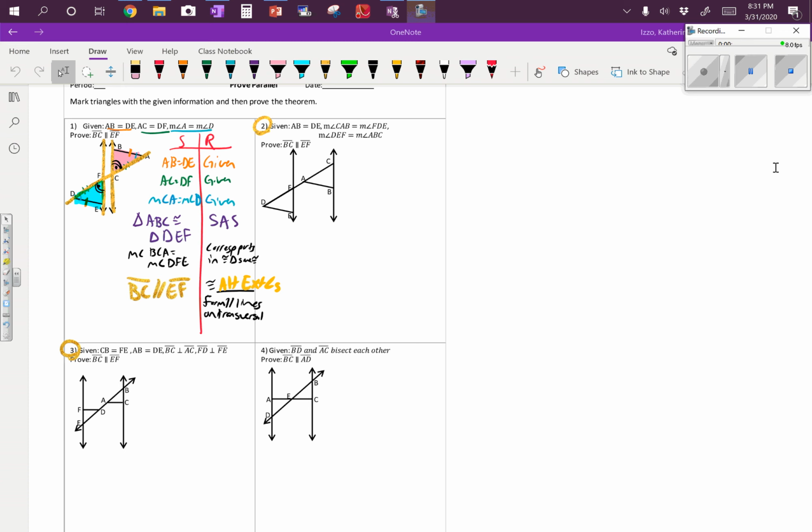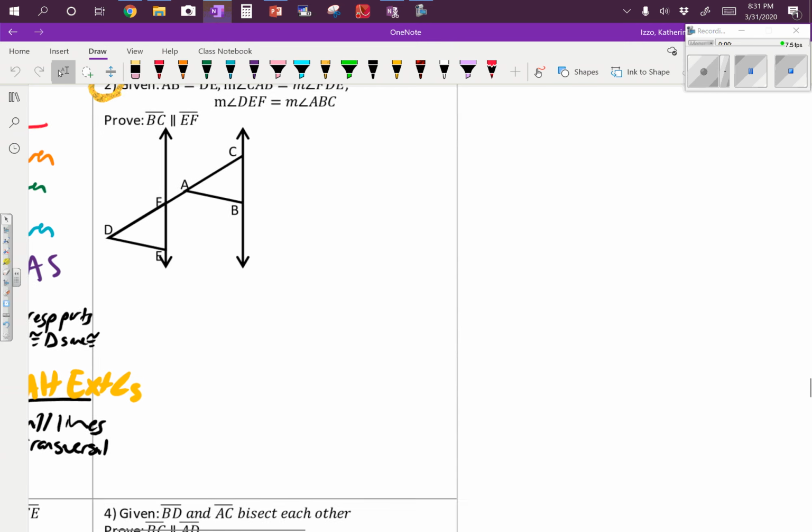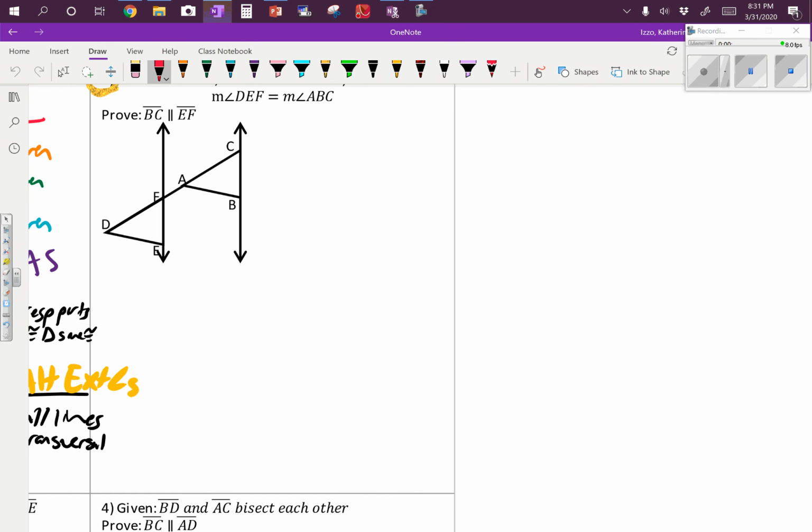I want to take a look. We're going to go through the homework, make sure that you did the homework problems correctly, and hopefully move on. So let's talk about number 2. Number 2, you should have done your statement reason chart, just like normal.